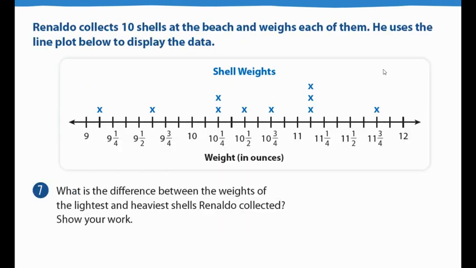So now you guys are going to be in charge of doing page 566, numbers 7 through 9. I'm going to go through these real quick with you. 566, numbers 7 through 9. Ronaldo collects 10 shells at the beach and weighs each of them. He uses the line plot below to display the data. So it's all there. What is the difference between the weights of the lightest and the heaviest that he collected?